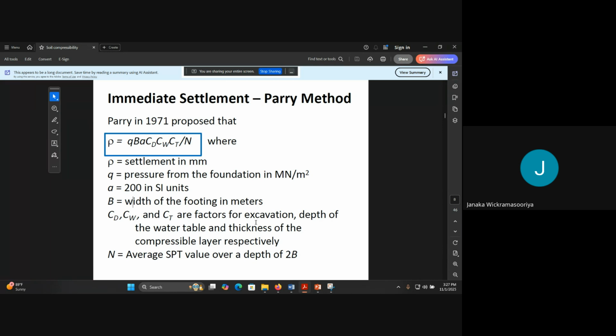CD, CW, CT are factors for excavation, depth of the water table, and the thickness of the compressible layer respectively. I will explain how you can find these parameters in the next slide. N is the average SPT value over a depth of 2B, again the SPT average value.